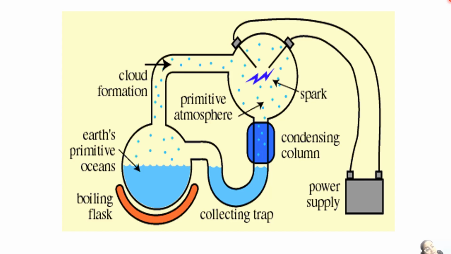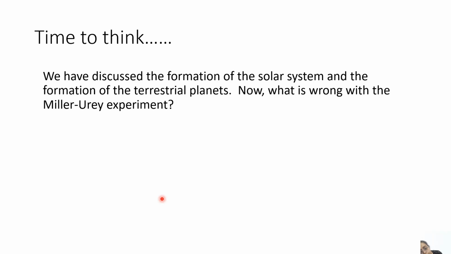So this is the entire setup of the Urey-Miller experiment. If you see, this is a cloud formation, primitive atmosphere, there's a lightning spark. This is the Earth's primitive oceans boiling. So we have discussed the formation of the solar system and the formation of terrestrial planets.